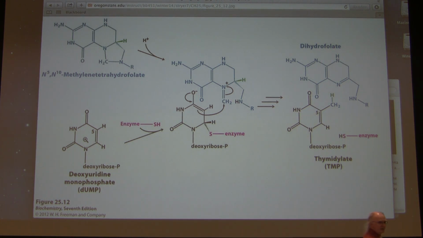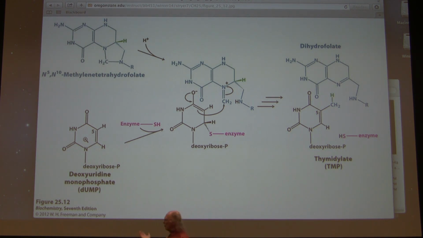Yes? Why don't we see what? Why don't you see DTMP that's not deoxy? It turns out you actually do see it in some cases. Transfer RNAs turn out to be very unusual RNAs. And you actually, in some cases, in transfer RNAs, see what are called ribothymidine. They're not made by this, but they're made by a different mechanism. And you actually do see it in transfer RNA.